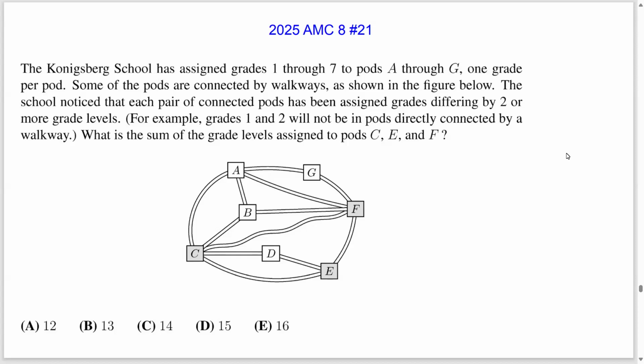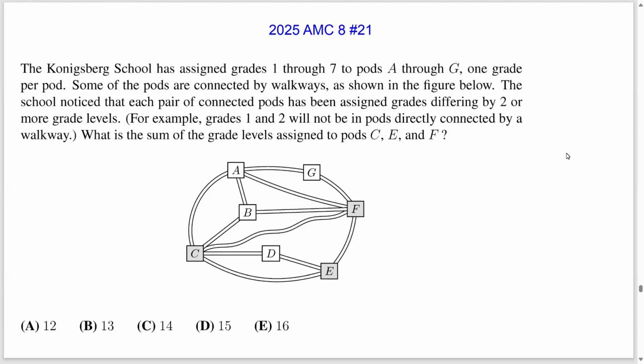The Königsberg School has assigned grades 1 through 7 to pods A through G, 1 grade per pod. Some of the pods are connected by walkways, as shown in the figure below. The school noticed that each pair of connected pods has been assigned grades differing by 2 or more grade levels. For example, grades 1 and 2 will not be in pods directly connected by a walkway. What is the sum of the grade levels assigned to pods C, E, and F?